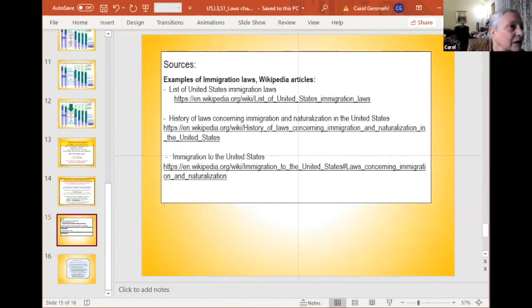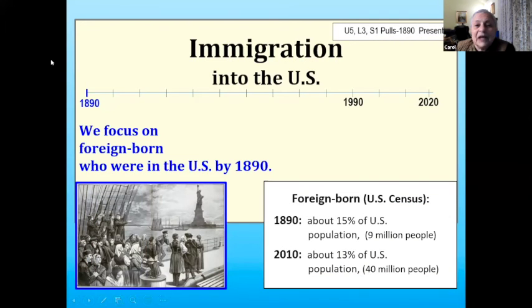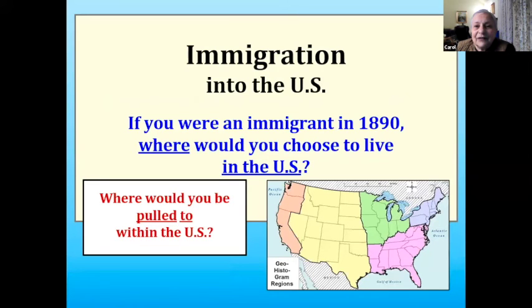Okay, we're getting a little bit late. Let me go to another one. We have been looking at 1890. I wanted students to think about, and this really goes back to what they learned in Unit 3 about North America and about the US, if you were an immigrant in 1890, if the inspector at Ellis Island had let you in and you were a dad and you needed to support your family, where would you choose to live in the US?